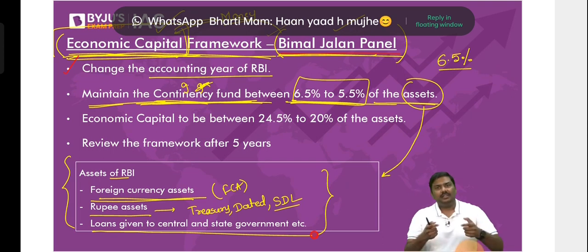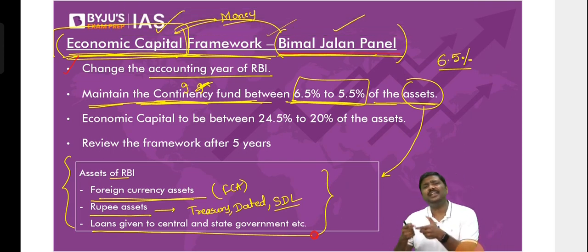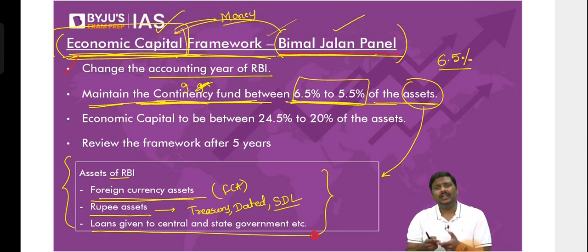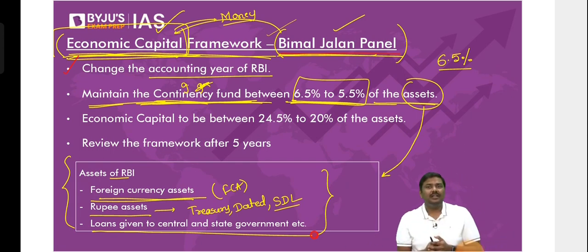Assets are nothing but the securities which are held by RBI, or if they have given loans to foreign governments or the Indian government, because assets will earn returns for RBI. Very simple. Assets will earn returns for RBI. So what is the committee recommending?